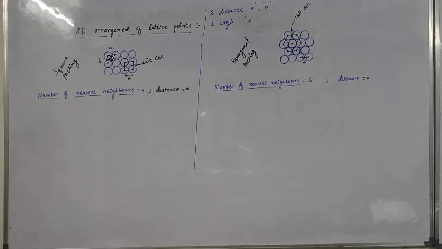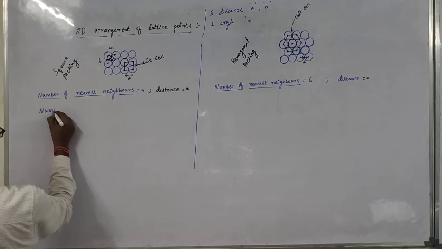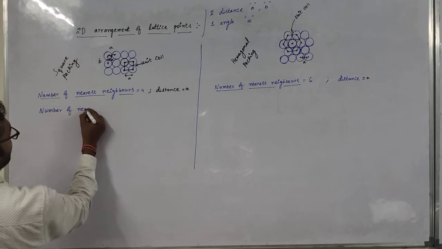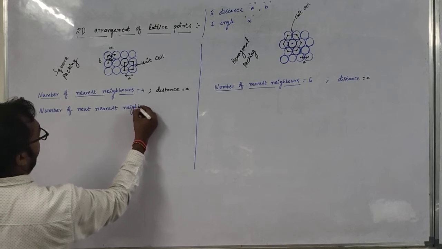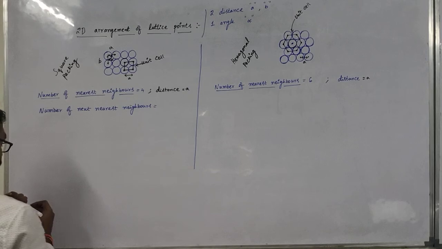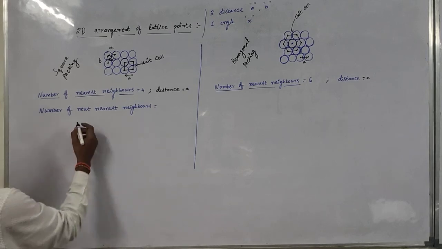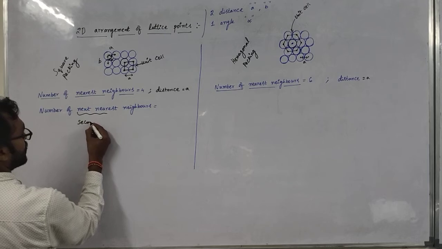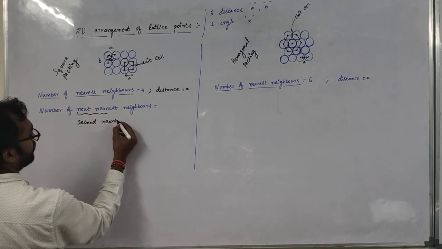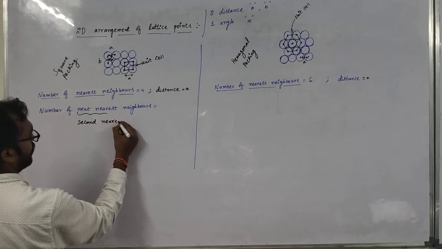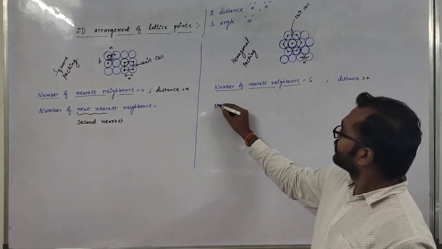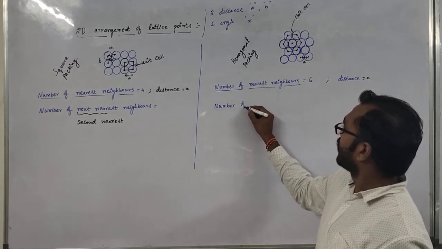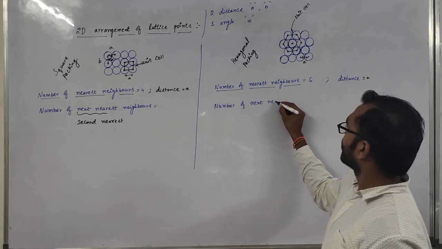Now, number of next nearest neighbors means second nearest neighbors. Calculate the number of next nearest neighbors, or we call them second nearest neighbors. Next nearest neighbors means nothing but second nearest neighbors. How many second nearest neighbors? Calculate.